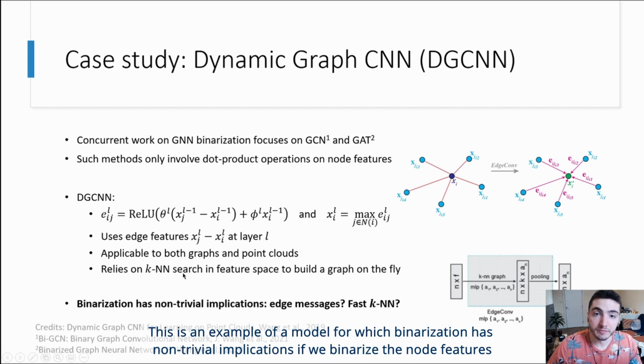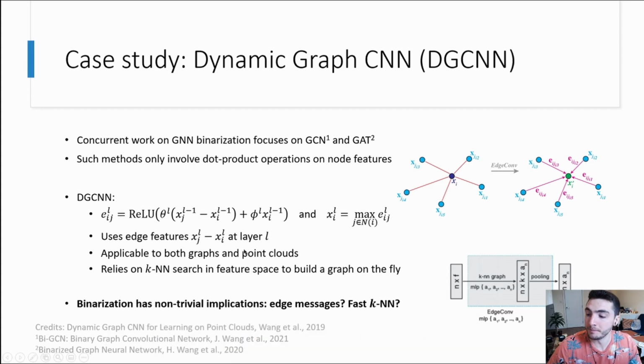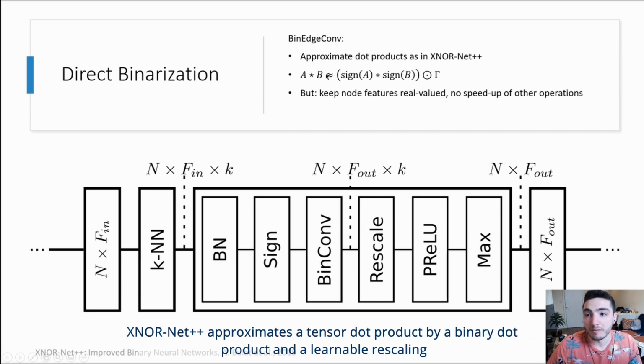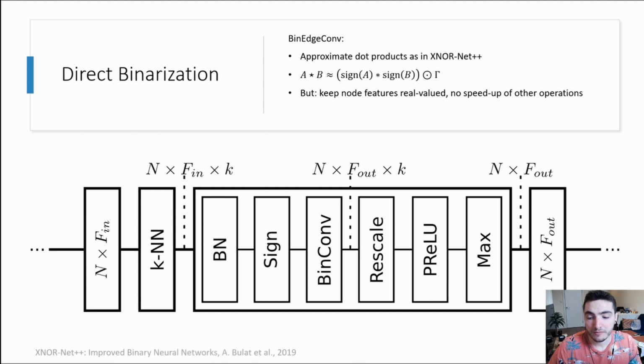And this is an example of a model for which binarization has non-trivial implications if we binarize the node features as well, because we would have to deal with the edge features. So, as a first approach, we propose a direct binarization strategy that is derived from XNOR-Net++. XNOR-Net++ approximates tensor dot products by their binary dot products and a real number rescaling. And this keeps the output real valued. So this is a drop-in replacement for edge-conv, but it doesn't speed up other operations like k-NN.